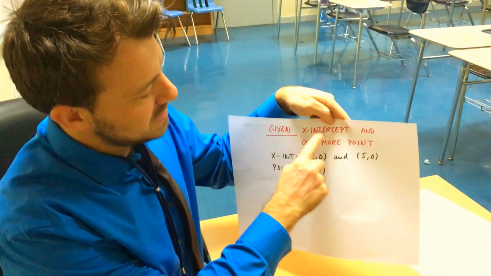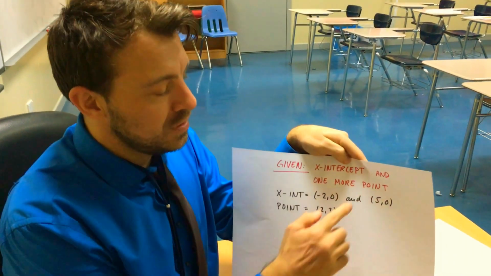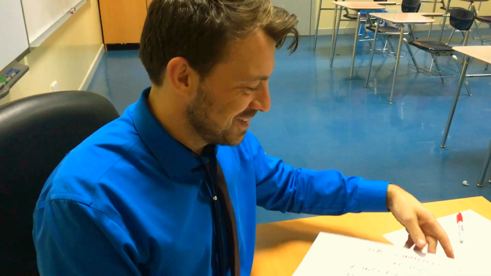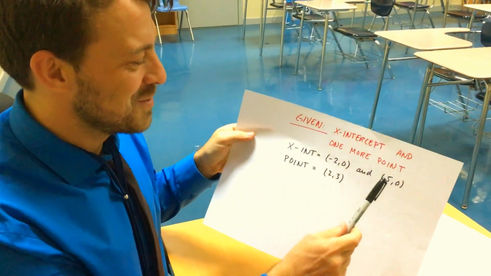Okay, hi. Now we're going to find the equation in a different way. We're still being given some points, but these points will be different, and because of it, our analysis will be different as well. Now, what is given is the x-intercept and one more point. This one more point can be another intercept, it can be the vertex, it can be any point as you want. Okay. So in my example, I have x-intercepts negative 2, 0 and 5, 0.